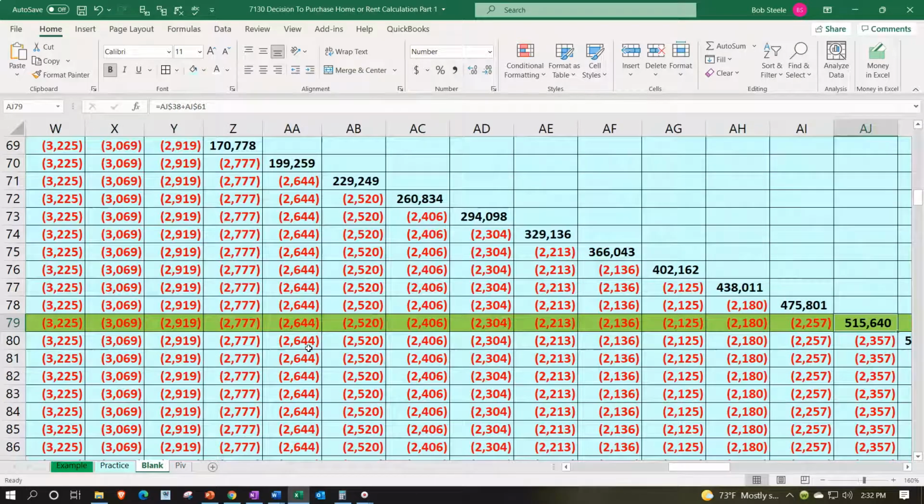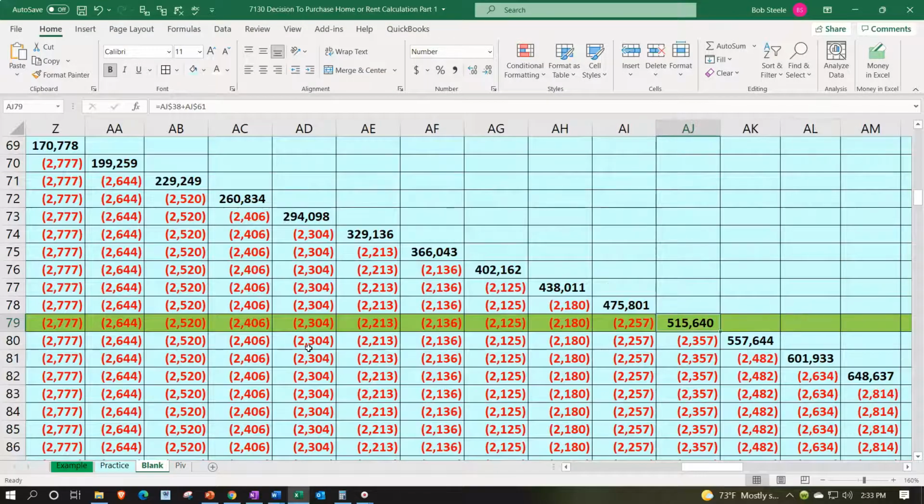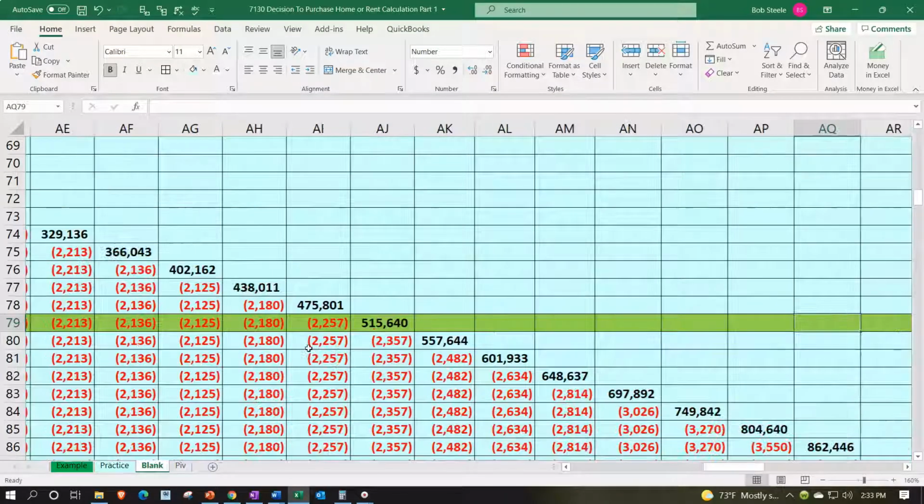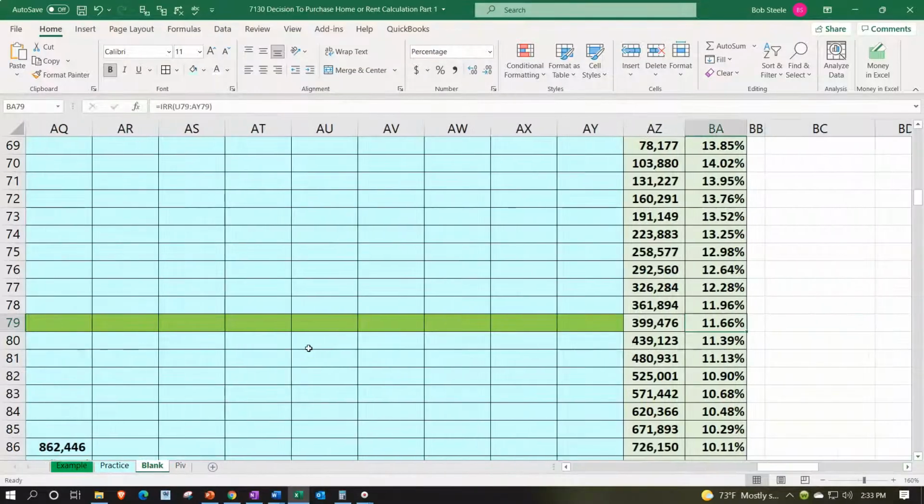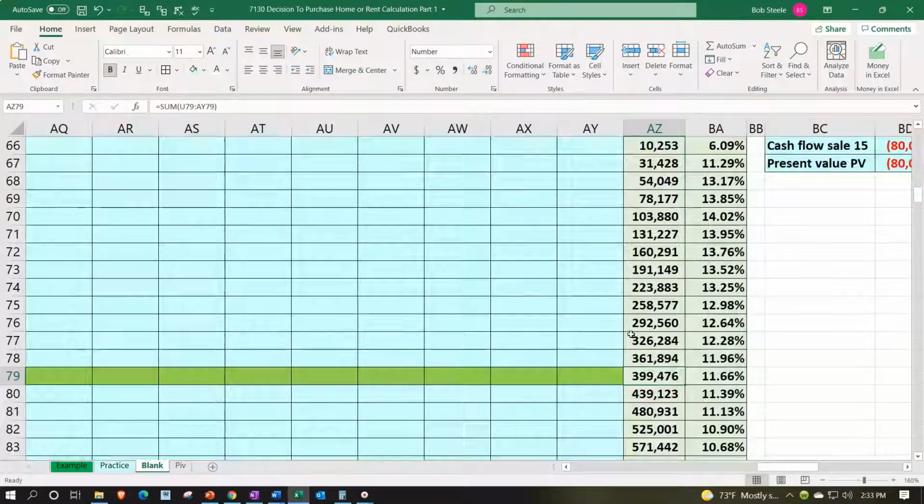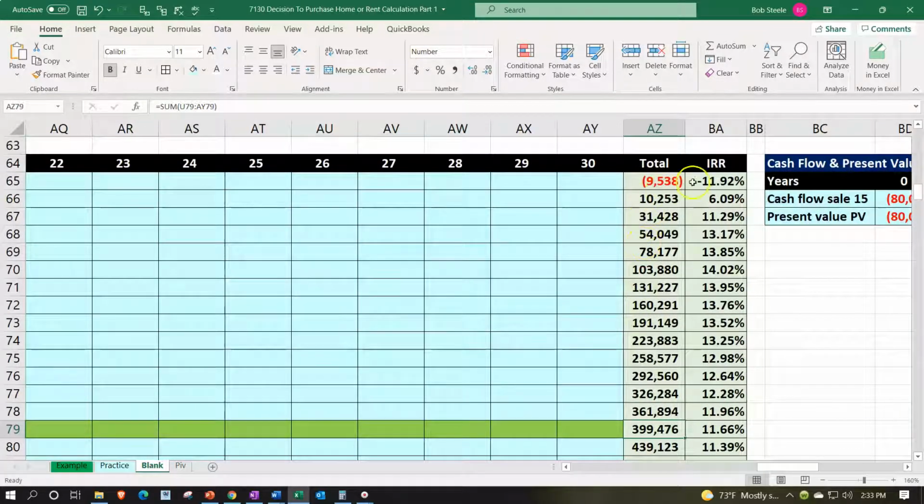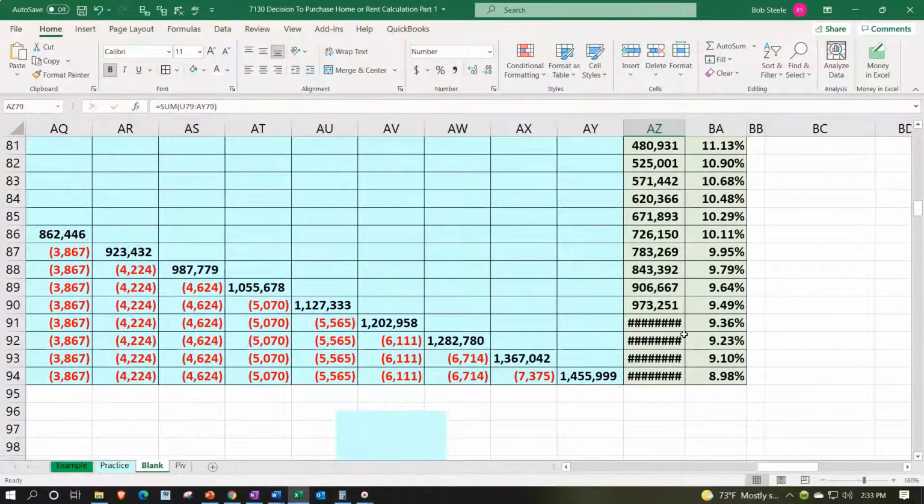But if the property value goes up at that rate, I believe it was 5% we said, and we can realize that at the end, and we realize it here at year 15 and sell it, we've got that net inflow of the 515,640. So if we then consider that, then we're looking at the 11.6 in terms of our rate of return, the 399,476 in the net cash flow over that 15-year time frame. And again, you could see the cash flow as well as the rate of return.